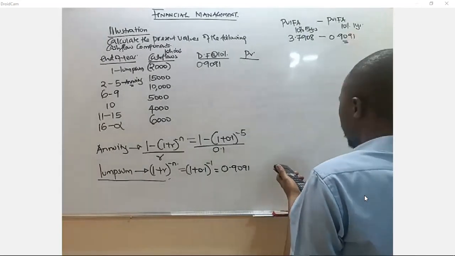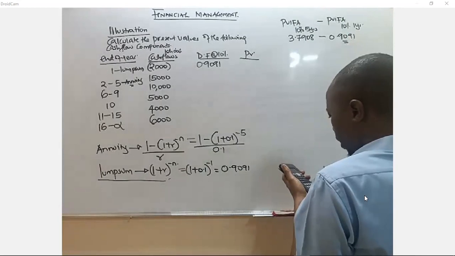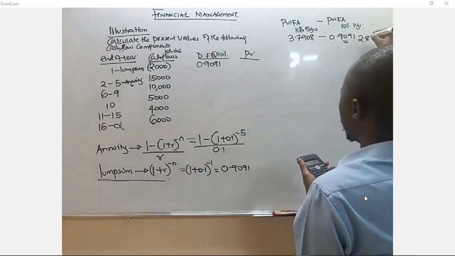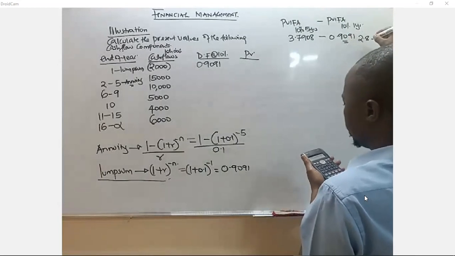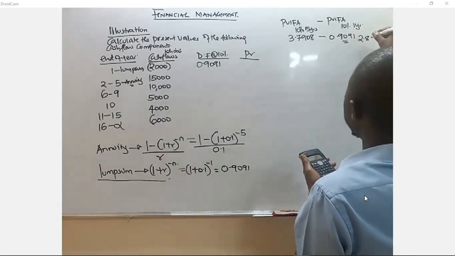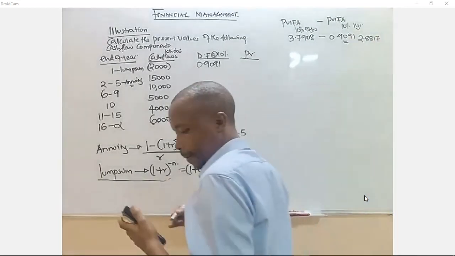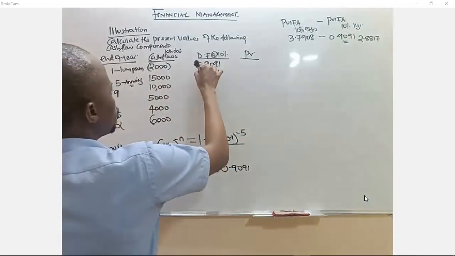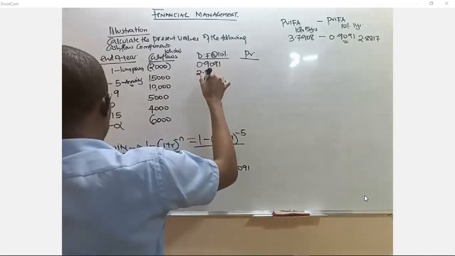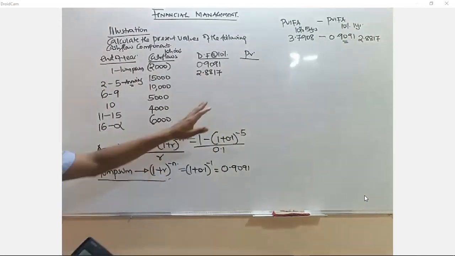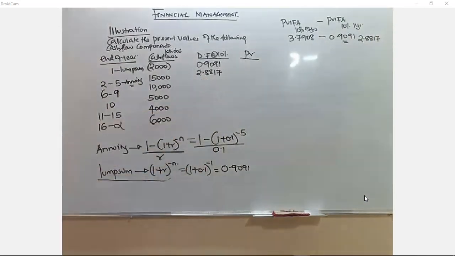So minus 0.9091, getting 2.817. I think you are getting something like that. So here you just subtract, 2.8817. That is done with that one. Another student will come and tell me.